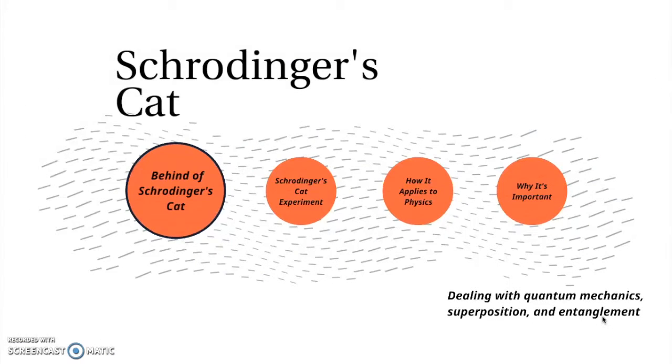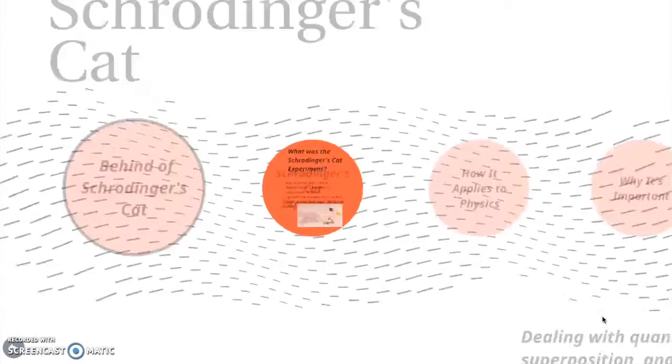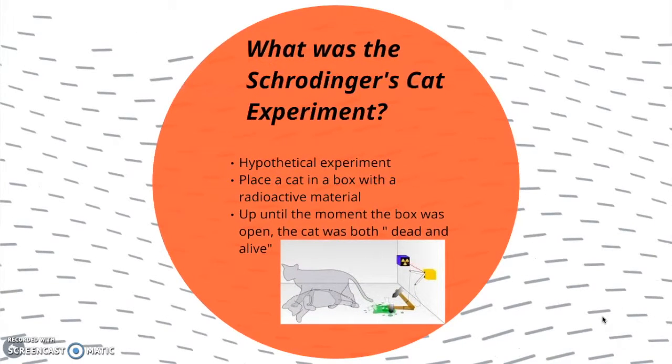So let's talk a little bit about what the actual Schrödinger's cat experiment was. Schrödinger's cat was a thought experiment that explored the idea of superposition. The experiment goes as follows. First, place a cat into an isolated system with a radioactive chemical, and then wait. Rules of the quantum theory indicate that until the container was opened and the cat's state was measured, the cat could be both dead and alive in a state of superposition.